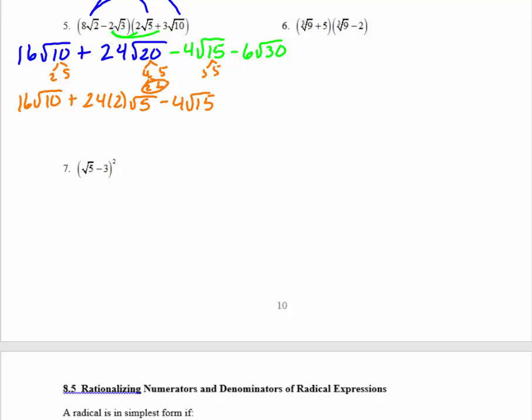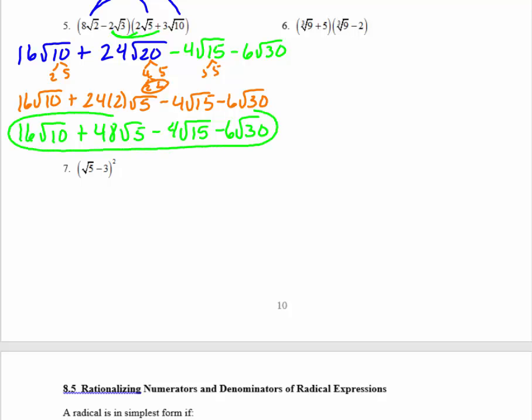And 30, if you do the factor tree, nothing can come out of a 30 either. So the only one we could have simplified was the square root of 20. So multiplying that out, we have 16 square root of 10 plus 24 times 2 is 48 square root of 5 minus 4 square root of 15 minus 6 square root of 30. There are no like radicals, so you're done.